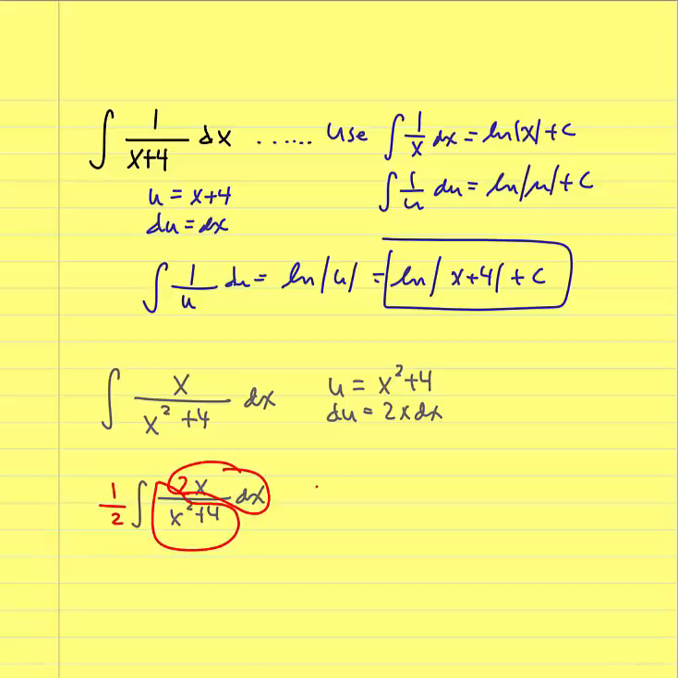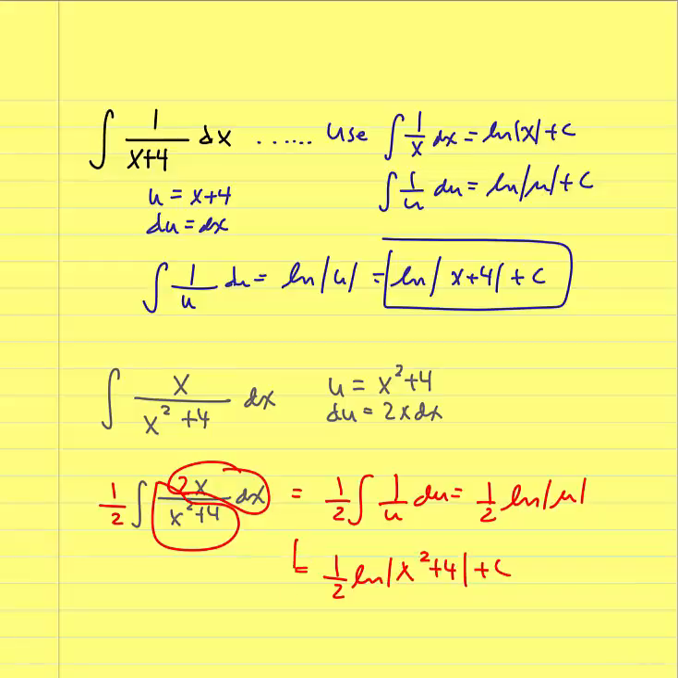This bit right here becomes my 1 over u. So this is 1/2 the integral of 1 over u du, which is 1/2 natural log absolute value of u. But u, I need to convert back, is x squared plus 4, plus c. You need to have that absolute value.